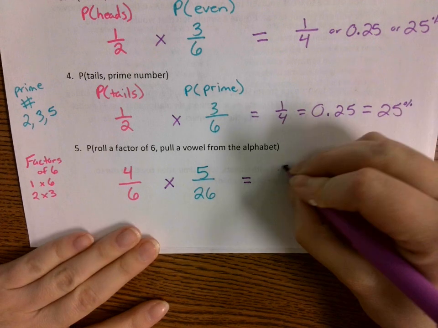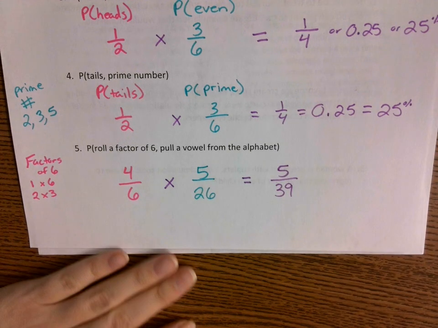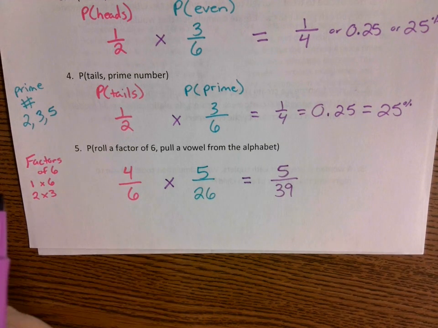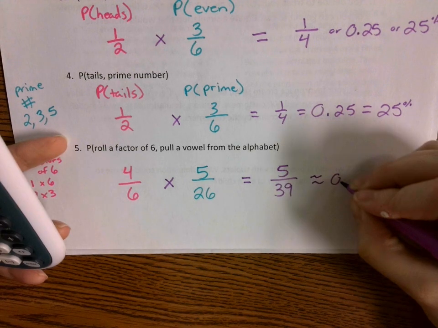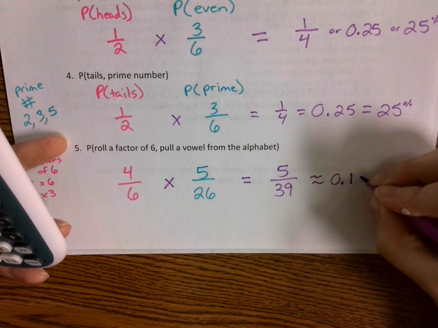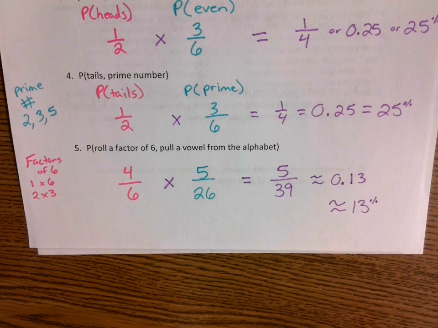Okay, and then if you wanted to convert it, you can do 5 divided by 39. You're going to get approximately, so we'll round it, 0.13, which is approximately 13%. Okay, you could put 0.128 or 12.8%. It's perfectly fine. Any questions?